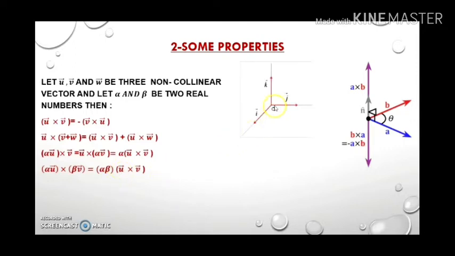The standard basis vectors i, j, k satisfy the following equalities in a right hand coordinate system. Then i cross j is equal to the vector k, and j cross k is equal to the vector i, and k cross i is equal to the vector j, and j cross i is equal to minus k, using the anti-commutative rule. And k cross j is equal to minus i, and finally i cross k is equal to minus j.